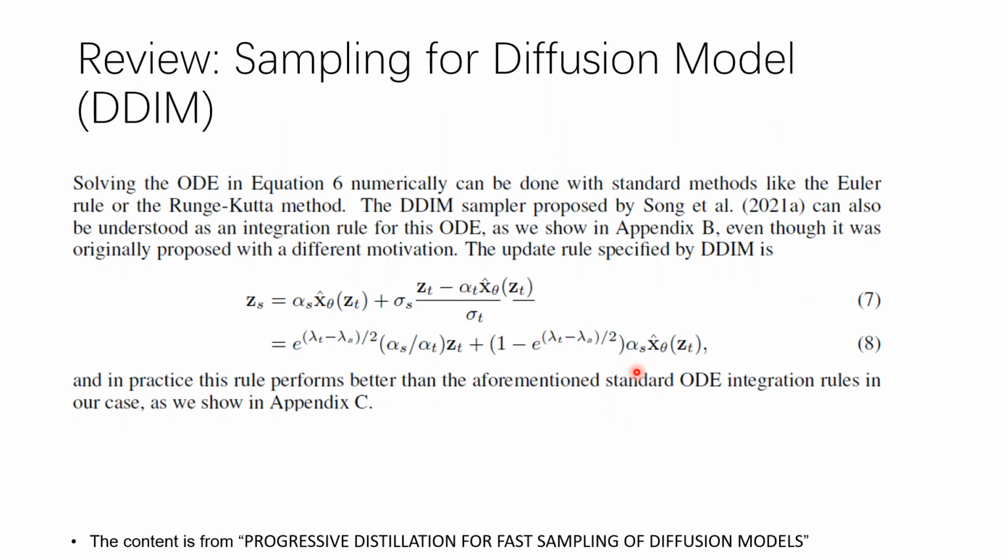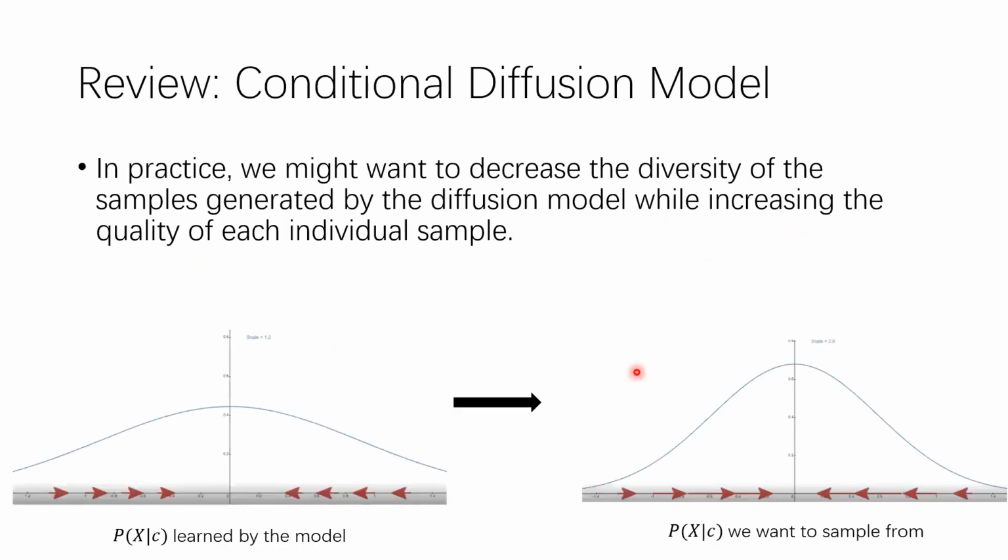Yeah, so that's the sampling for diffusion model. And Shuchang last week talked about conditional diffusion model. The motivation for the conditional diffusion model is, assume this is the probability of X given the condition C learned by the model. When we do sampling, we want to sample from this one instead of this one.